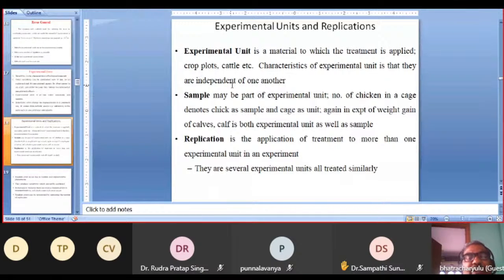The characteristic of the experimental units is that they are independent of one another. The sample may be a part of the experimental unit. The number of chickens in a cage denotes the chicken as a sample and the cage as the unit. Again, in an experiment on weight gain in cows, the cow is both the experimental unit as well as the sample. So it depends upon the experiment. The replication is the application of the treatment to more than one experimental unit in any experiment.